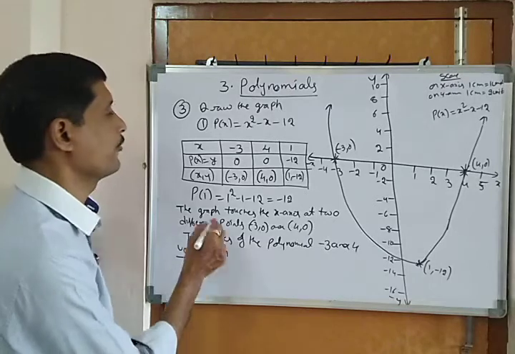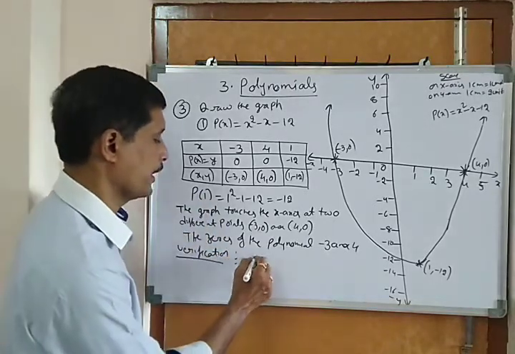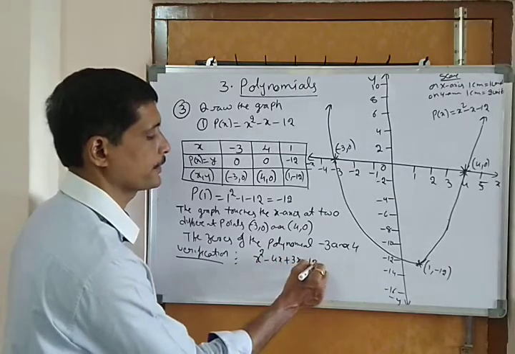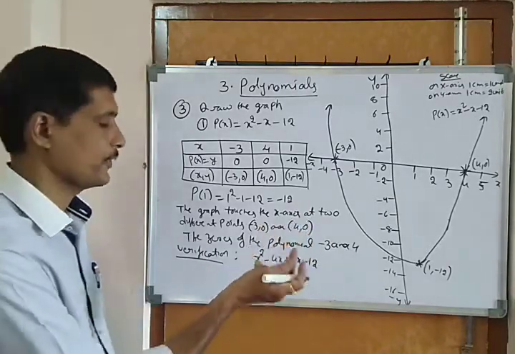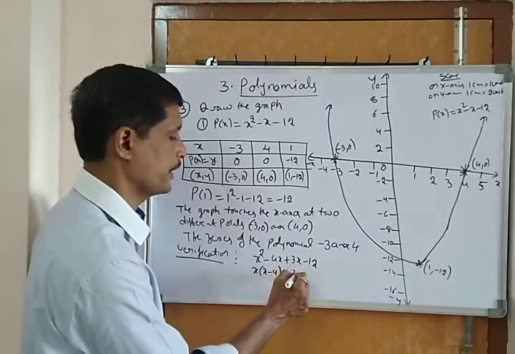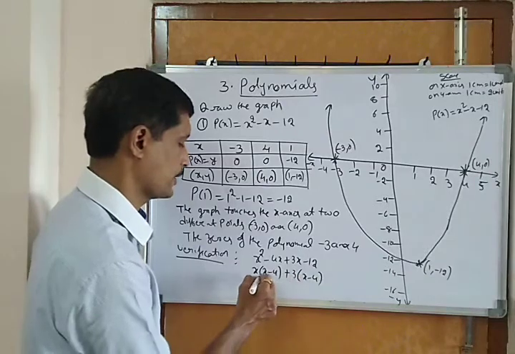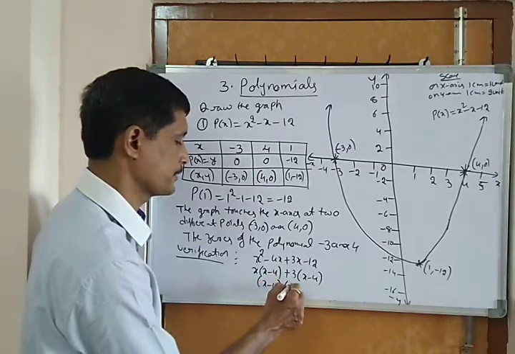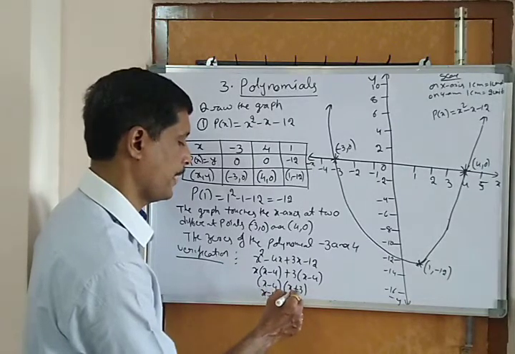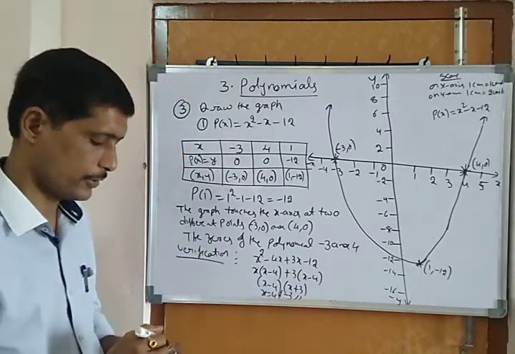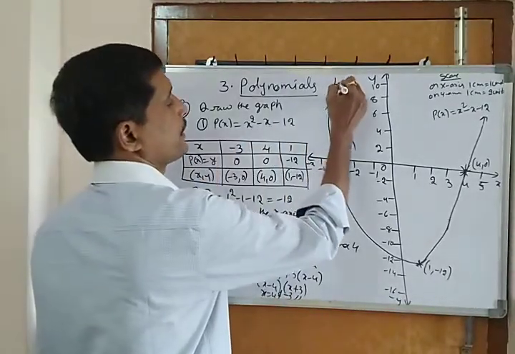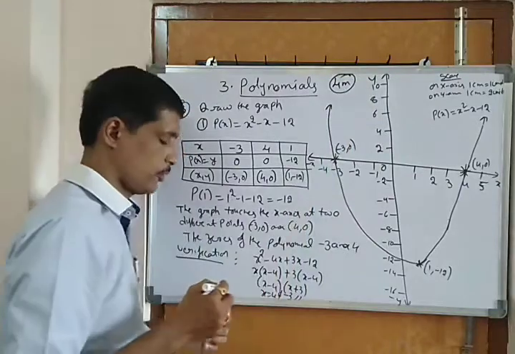Verification means factorization and everything. Therefore x square minus 4x plus 3x minus 12. Previously we did this in rough, so we are doing it here only. Therefore x minus 4 plus 3 into x minus 4, that is x minus 4 times x plus 3. Therefore x equal to 4 and minus 3. Those are the zeros of the polynomial. That is the graph. That is a 4 marks question, compulsory.